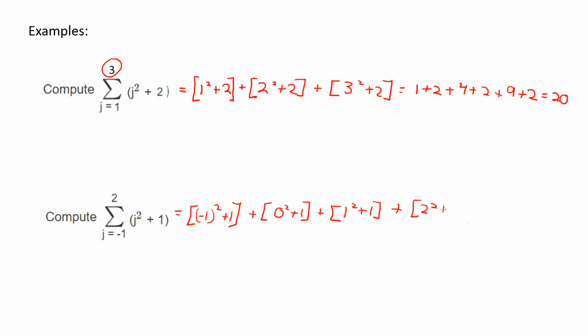2 squared plus 1. Okay, so we get (-1) squared is a +1, right? So we're going to have a 1 plus a 1 plus, and that's a 0 plus a 1, 0 plus a 1, and a 1 plus a 1 plus a 4 plus a 1. Okay, so 4, 5, 6, 7, 8, 9, 10. We get 10.